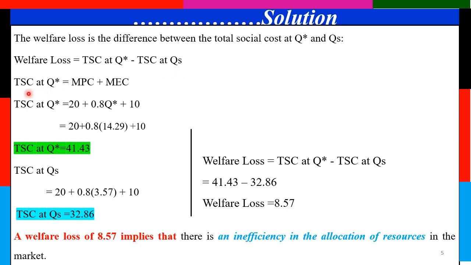How you can get the total social cost means at market equilibrium marginal private cost plus marginal external cost, then you can get total social cost.